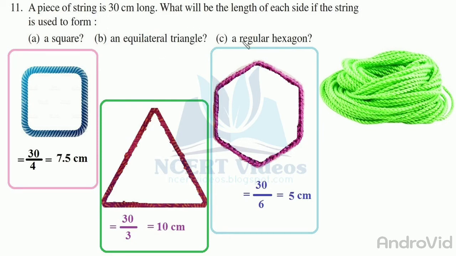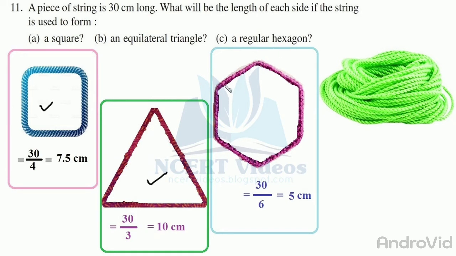So we know the square has 4 sides. So we will divide 30 centimeter by 4 in order to get the side of this square. So 30 by 4 is nothing but 7.5 centimeter. So this gives you the required length of each side of the square that is formed out of 30 centimeter long string. Now an equilateral triangle has 3 equal sides. So we will divide 30 by 3. It is very easy. 10 centimeter as your side.